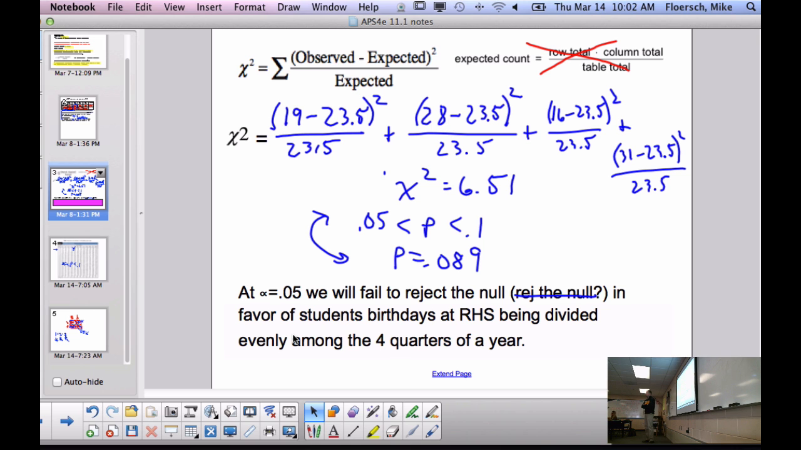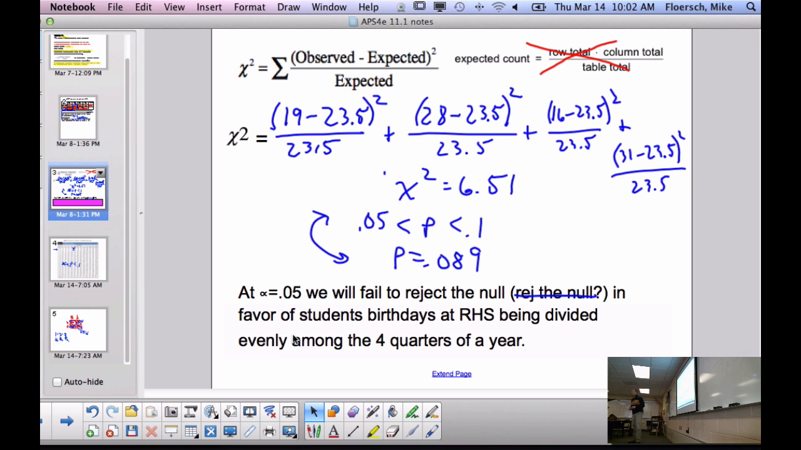You're very correct. I'm just being picky here, but I have to be picky. Do you understand what I mean? He's kind of leaving us hanging. Here's just conclusion. Alpha 0.05 will reject the null in favor of the students' birthdays at RHS not being divided evenly among the 4 quarters of the year. My first question would be, okay, great. Which quarter is different? Wouldn't you want to know? Ooh, most people are actually born in the 4th quarter. So what happens is you're leaving us hanging.